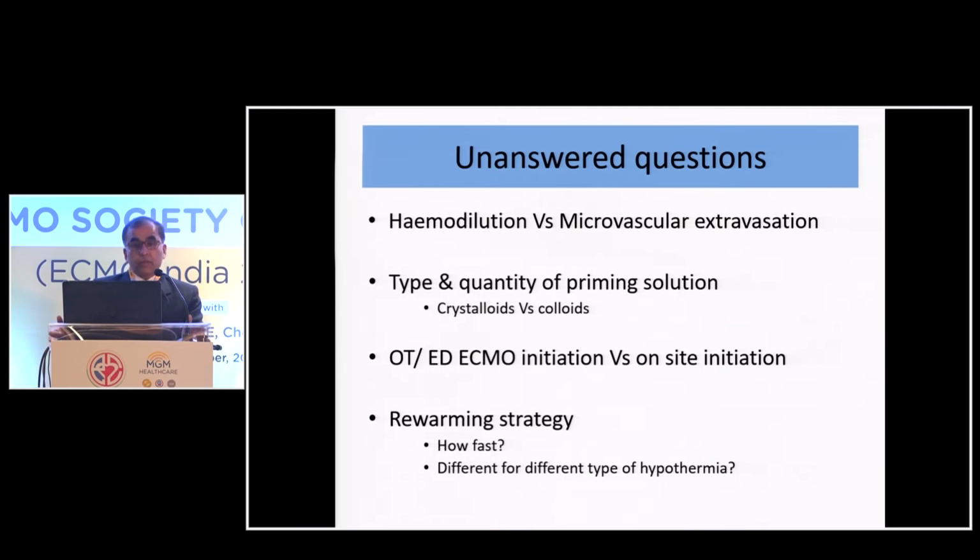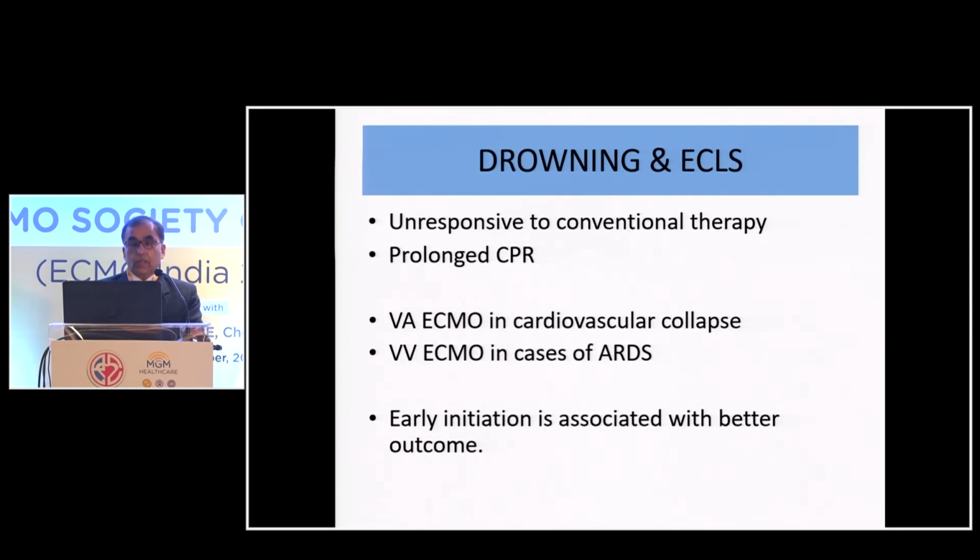What should be the priming volume solution, whether it's crystalloid or colloid, we still need to answer this. And the initiation site, whether it should be the OT or emergency department, or even at the site of identification of the hypothermia, it is difficult to say which can have a better outcome. And what should be the rewarming strategy in these patients, because these are different streams of patients, urban populations and those patients who are on the mountains. So how fast their rewarming should be done. But a recent paper has definitely shown that slow rewarming with hypothermia post-resuscitation is associated with a better outcome.